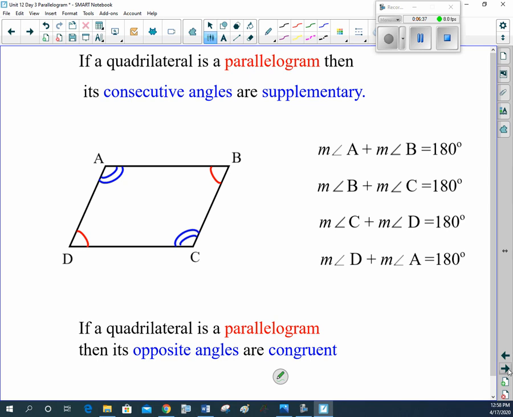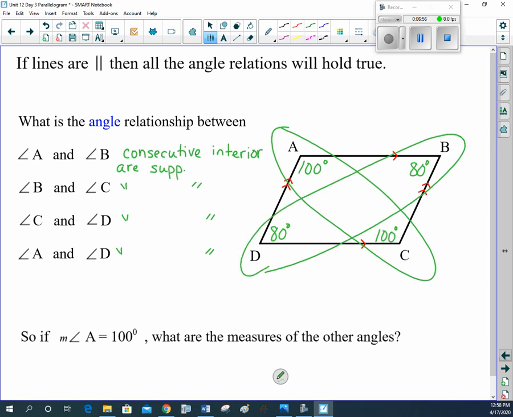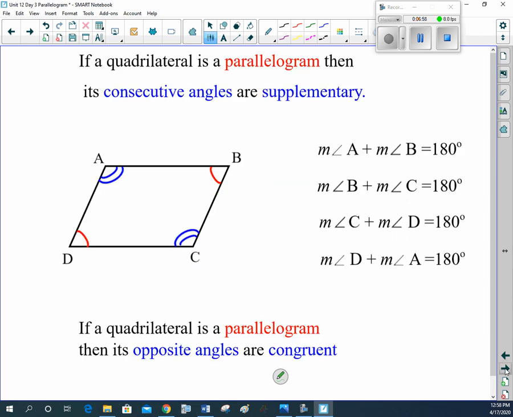If a quadrilateral is a parallelogram, then the consecutive angles are supplementary. We just did all of that on that slide. And if you noticed from over here, not only are they supplementary, but the opposite angles are congruent. So we have consecutive angles supplementary, and then down here, new theorem: opposite angles are congruent, and that's what's marked here. These two are congruent, and these two are congruent.